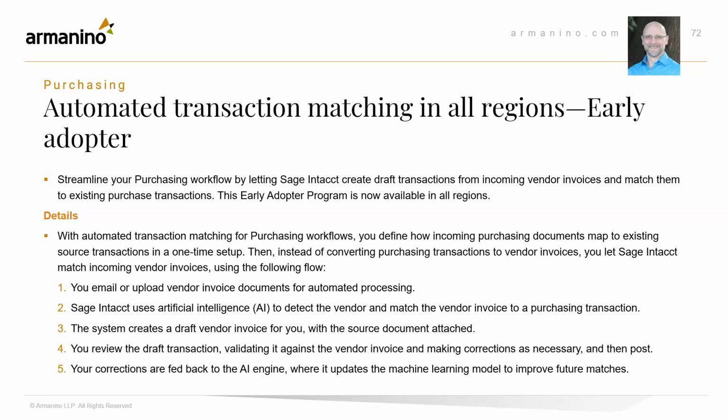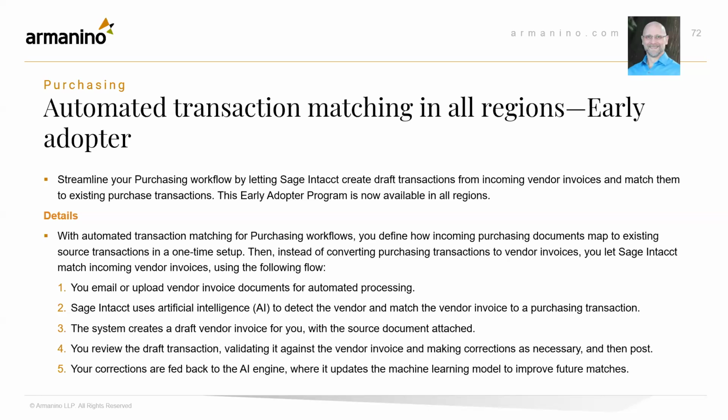With the automated transaction matching for purchasing workflows, you define how incoming purchasing documents map to existing source transactions in a one-time setup. Then instead of converting purchasing transactions to vendor invoices, you let Sage Intacct match incoming vendor invoices using the following flow. You email or upload vendor invoice documents for automated processing. Sage Intacct uses artificial intelligence to detect the vendor and match the vendor invoice to a purchasing transaction.